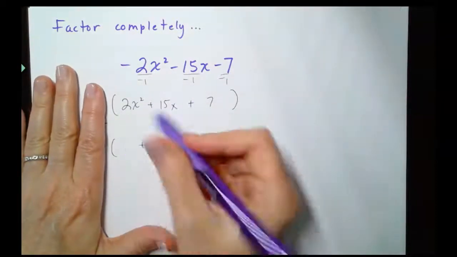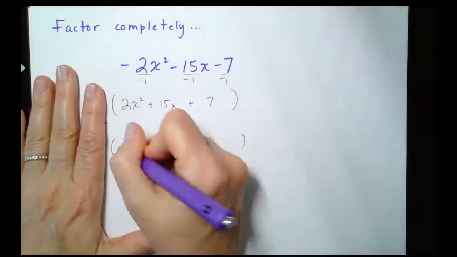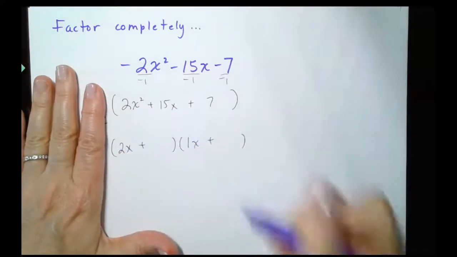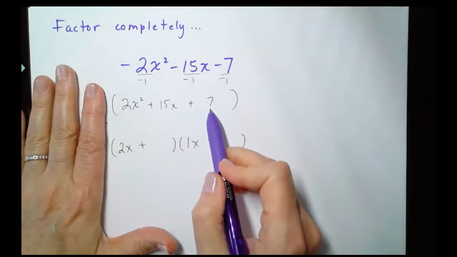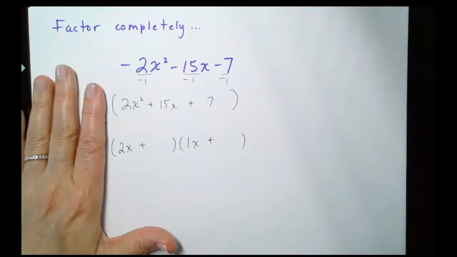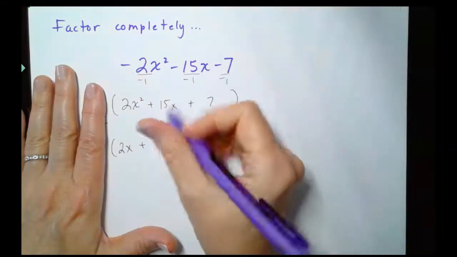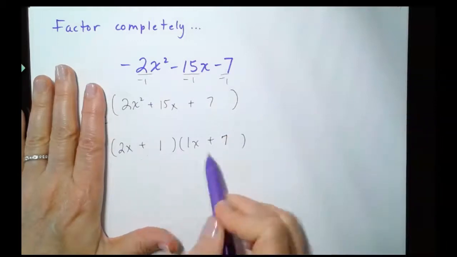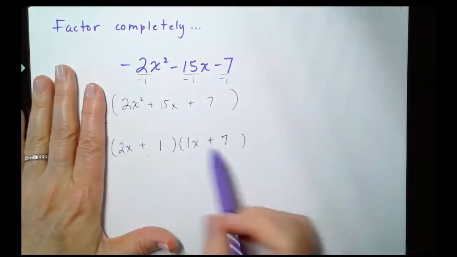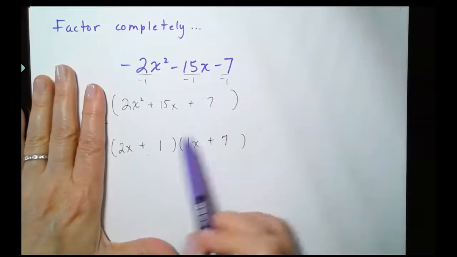2 only has one option. What times what is 2? 2 times 1. So we have 2x and we have 1x. What times what is 7? 7 is a prime number. There's only one option, 7 and 1, or 1 and 7. If we put the 1 here and the 7 here, let's multiply these back together using the FOIL method and see if we get what we started with.